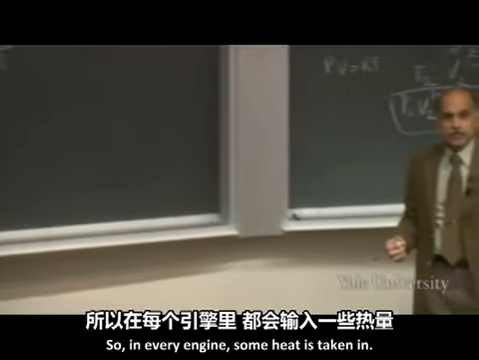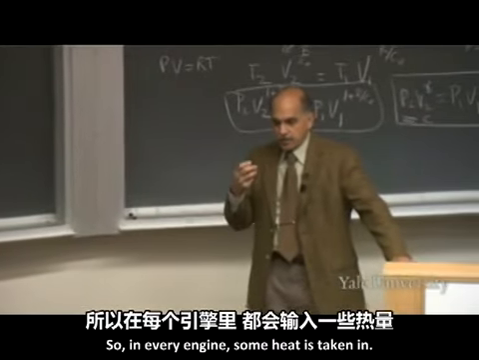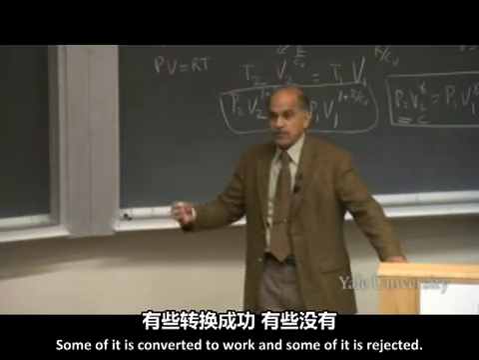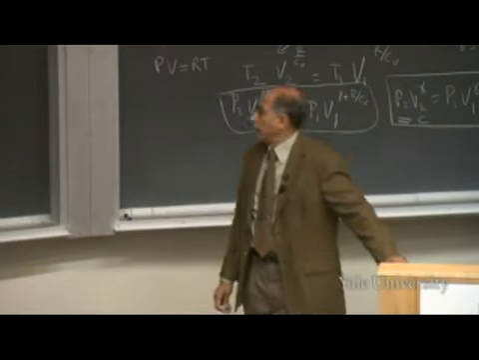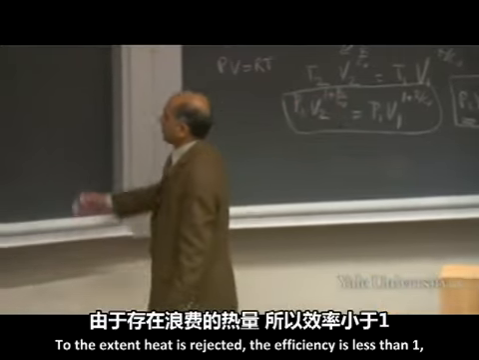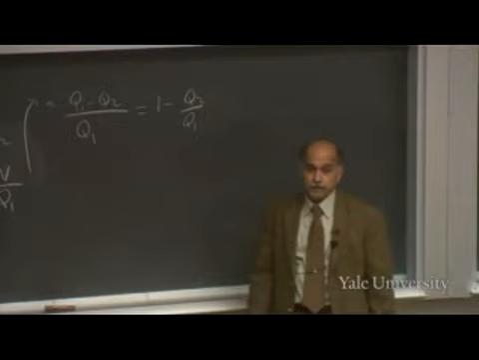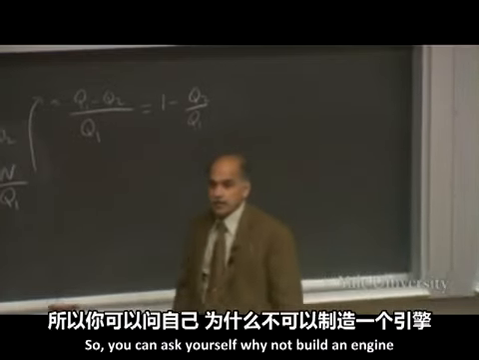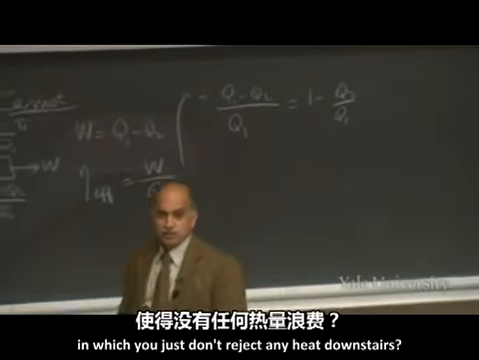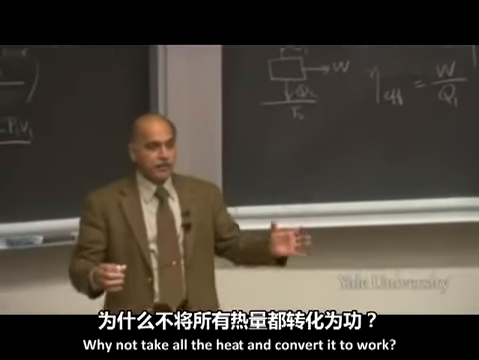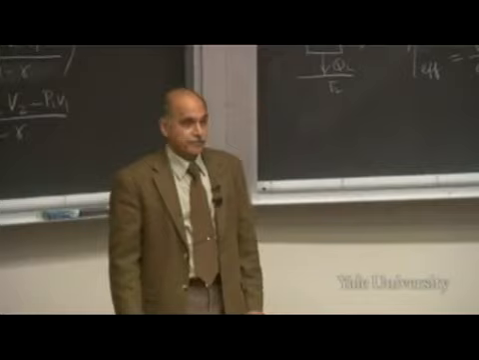So in every engine, some heat is taken in, some of it is converted to work, and some of it is rejected. To the extent heat is rejected, the efficiency is less than 1, because Q2 over Q1 is subtracted from 1. So you can ask yourself, why not build an engine in which you just don't reject any heat downstairs? Why not take all the heat and convert it to work?